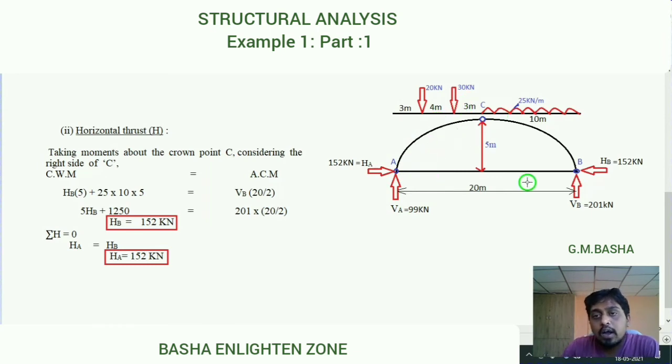Again, what are the anti-clockwise moments? That will be equal to 30 into 3 plus 20 into 7 plus this HA into 5. You already know this 99 and all the other remaining values. The unknown will be HA if you want to resolve from the right side. If you simplify in that way, you will get the value of HA. So whether you take it from the left side or the right side, the procedure is the same and you will get the same answer.